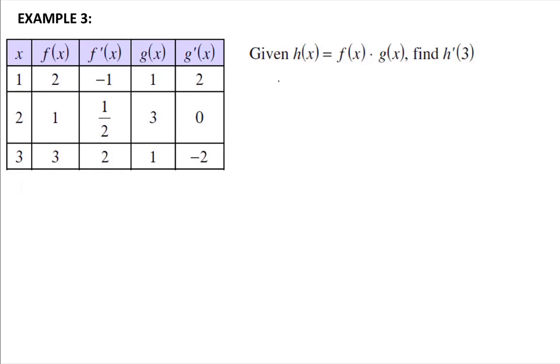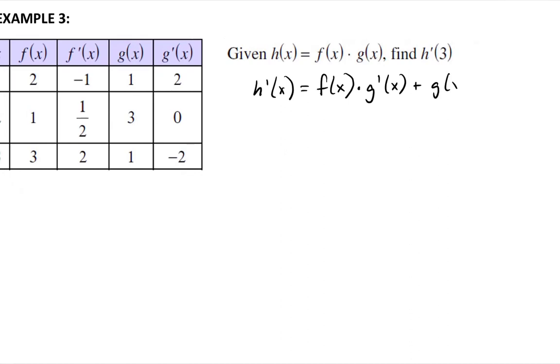So to find the derivative of h, I'm going to take the first term times the derivative of the second plus the second times the derivative of the first. That's what the rule says. And then you can put them in parentheses because we're going to do what's inside the parentheses or the brackets first before we add. Adding is the last thing we do.